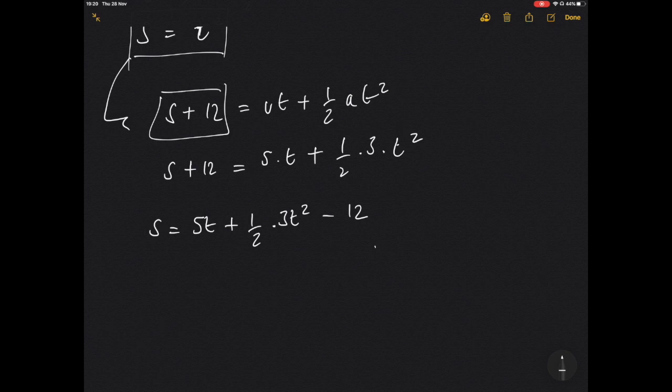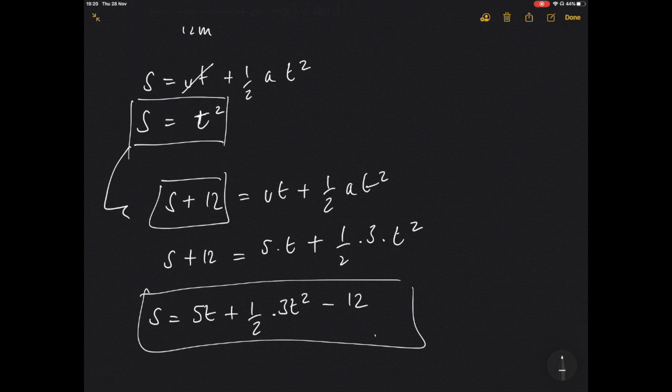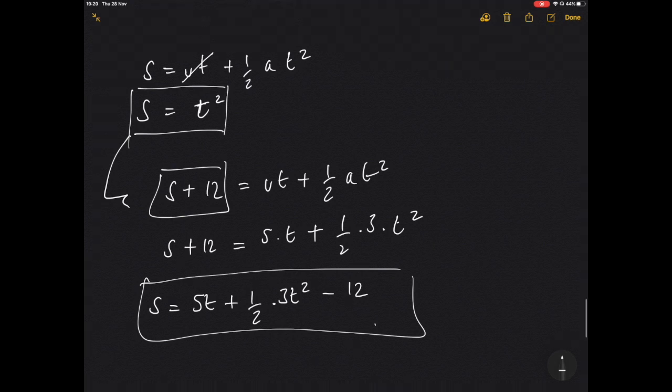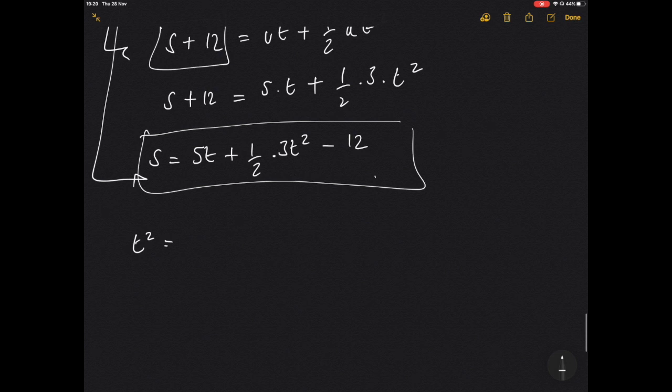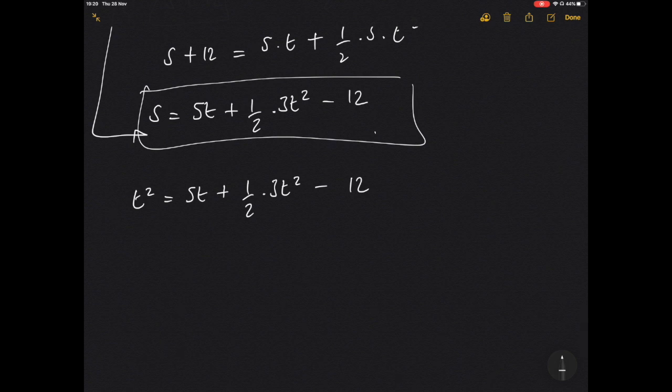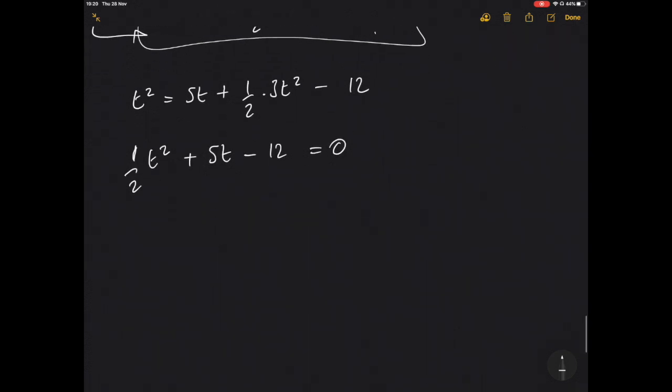Oh, we have some sort of simultaneous equation. And what we also have is two parts for s. We've just said that s is equal to t squared. So this goes in here: t squared equals 5t plus a half times 3t squared minus 12. If we tidy this up a little bit, we can say a half t squared plus 5t minus 12 equals 0. And that would be the same as saying t squared plus 10t minus 24 equals 0.